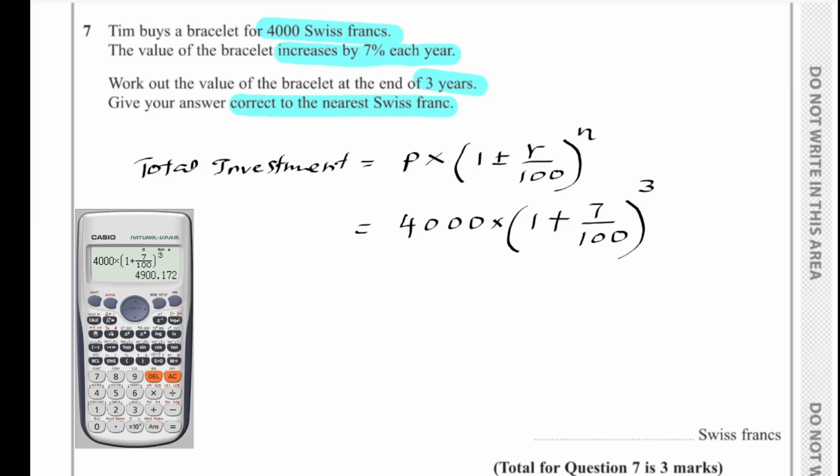The answer comes as 4,900.172, which becomes, because we need the answer correct to the nearest Swiss franc, so you shouldn't keep any cents here. Look at the first decimal digit, which is 1. It is less than 5, so we do not add 1 to this one. Then the answer becomes 4,900 only.